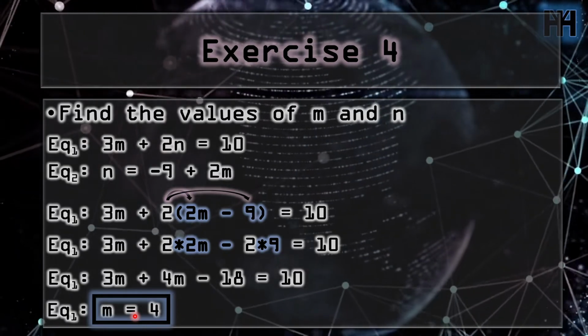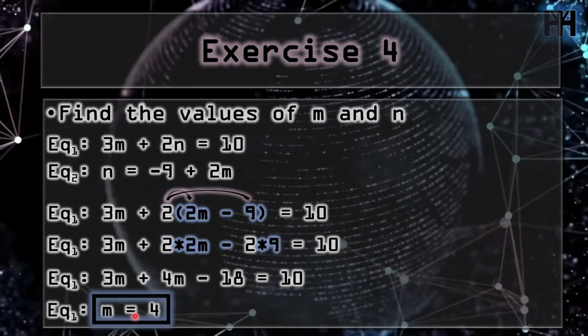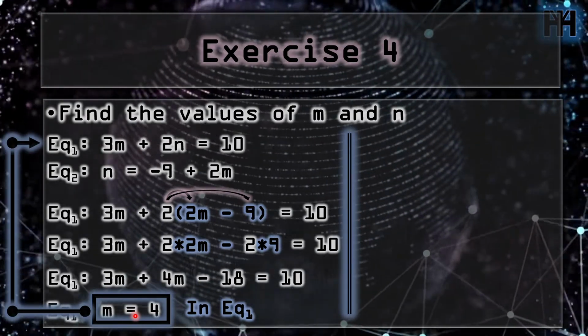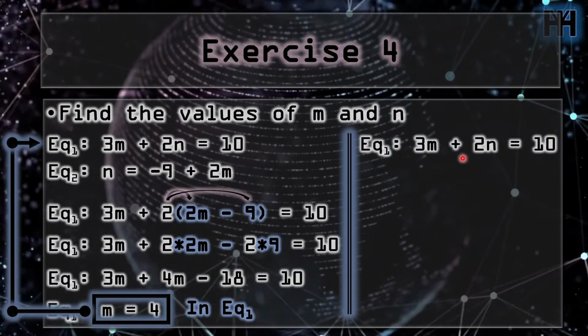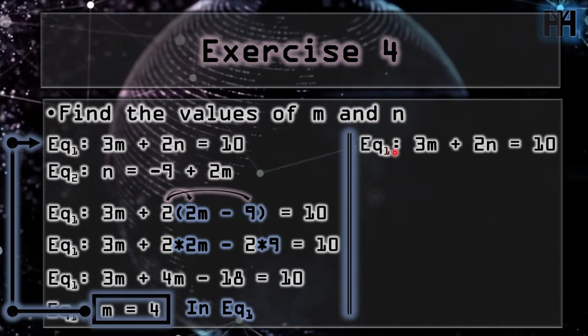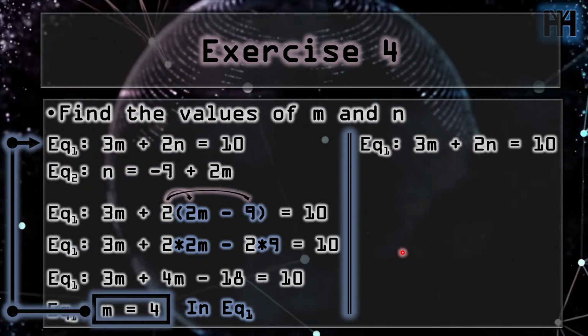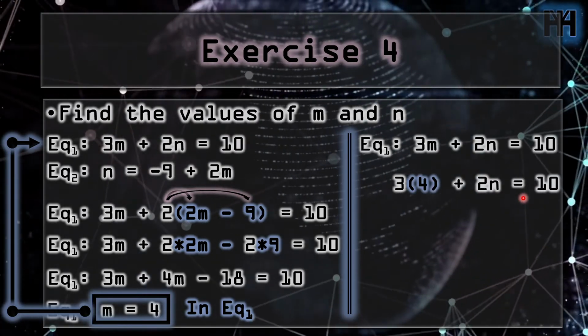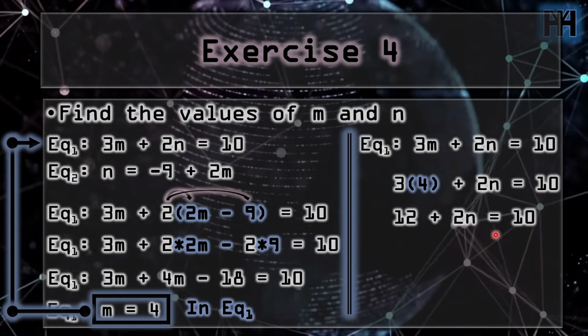Now we can use it in either equation 1 or equation 2. Let's use it in equation 1 here. So we have 3m plus 2n equal 10. This is equation 1, I've just written it again here. So let's put the value of m, which is 4. So 3 times 4 plus 2n equal 10. So we have 12 plus 2n equal 10.